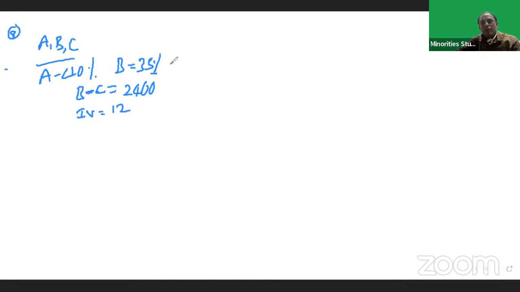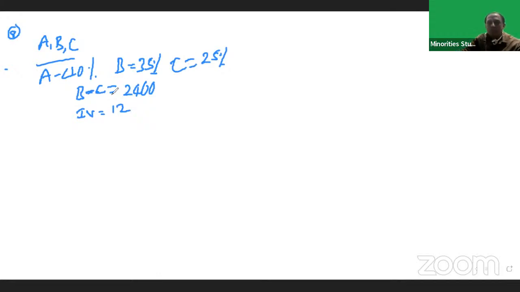A 40%, B 35%, the remaining is C. Now 40 plus 35 is 75. 75 plus 25 is 100. A got 40%, B 35%, C 25%.